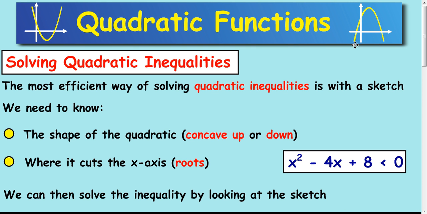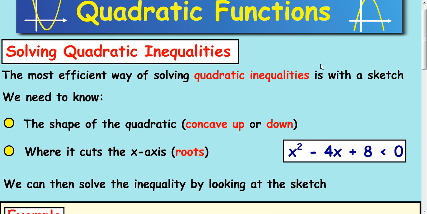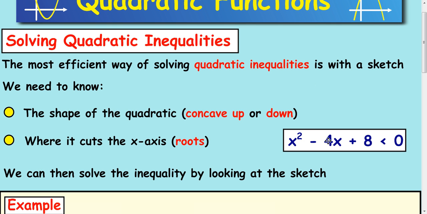In this lesson we're going to look at how to solve quadratic inequalities. Now, solving a quadratic equation, you just factorise and find the values of x. In this situation we're going to have a quadratic inequality, so we're going to have an inequality sign. When's this quadratic less than 0, or when's it greater than 0, or so on, or less than or equal to 0.